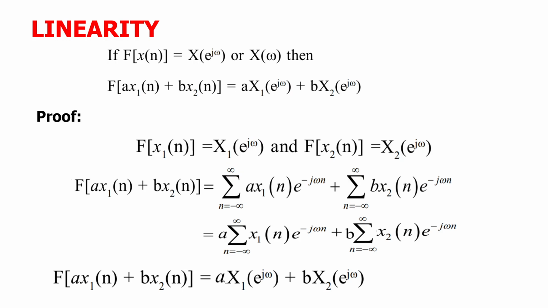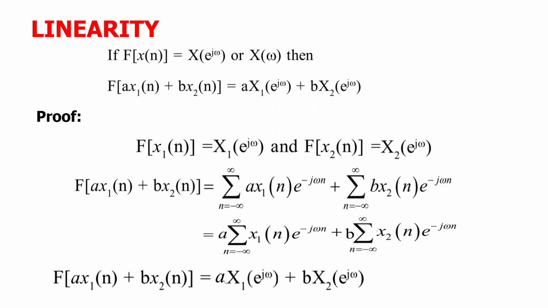If the discrete time Fourier transform of x of n is x of e power j omega, or x of omega, then the Fourier transform of a linear combination of two signals, that is a x1 of n plus b x2 of n, is nothing but a into x1 of e power j omega plus b into x2 of e power j omega, where a and b are constants.